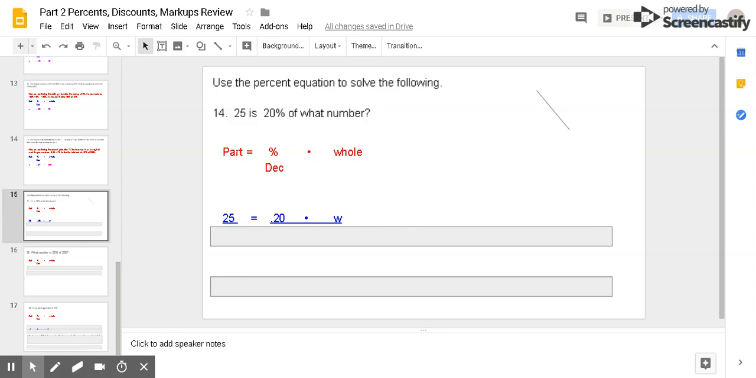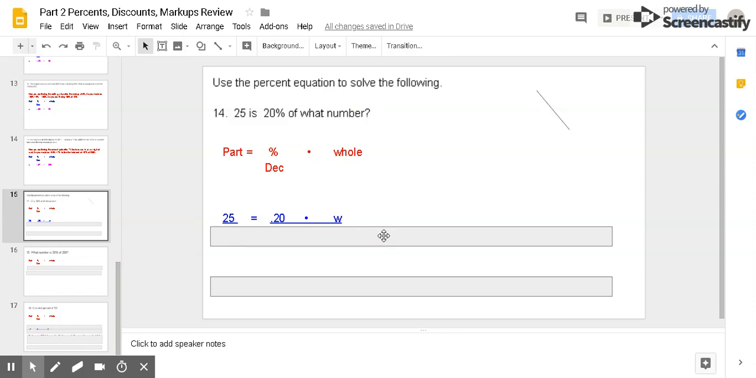All right, so again, 25 is your part because this 25 represents only 20%. It does not represent 100%. Your job is to figure out what number actually does represent 100%. So your equation should be 25 equals 0.20 times W.